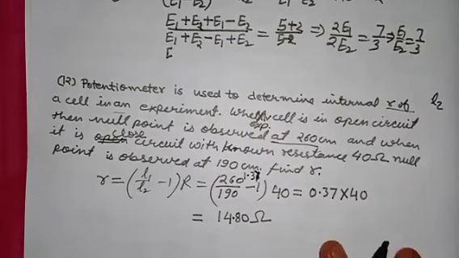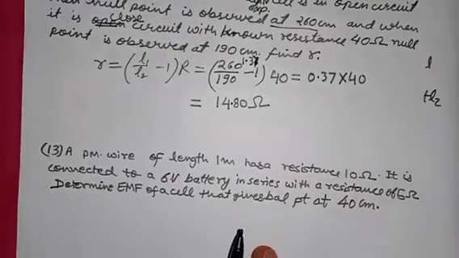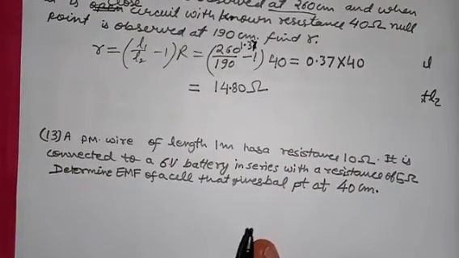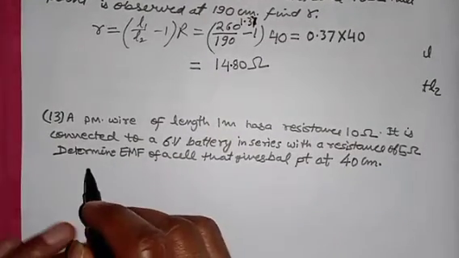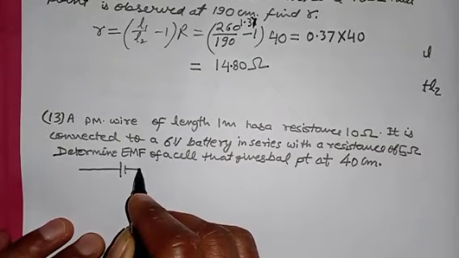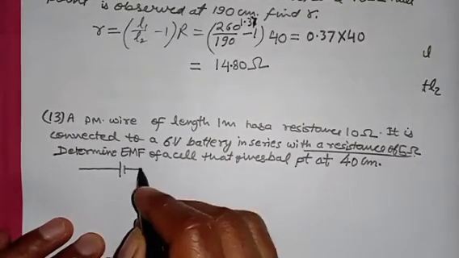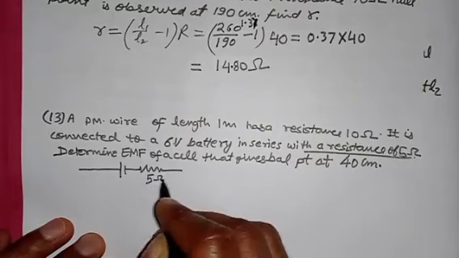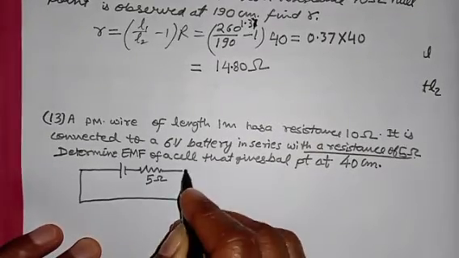A potentiometer wire of length 1 meter has resistance 10 ohm. It is connected to a 6-volt battery in series. So here we have to draw its circuit also. A series resistance is also there. Here it is 5 ohm, here it is 10 ohm.